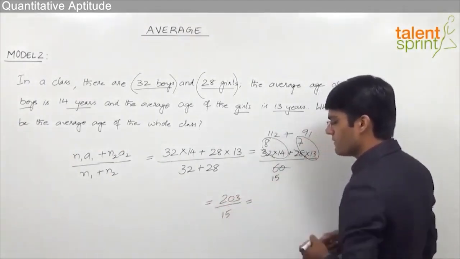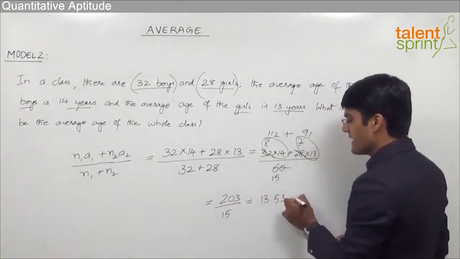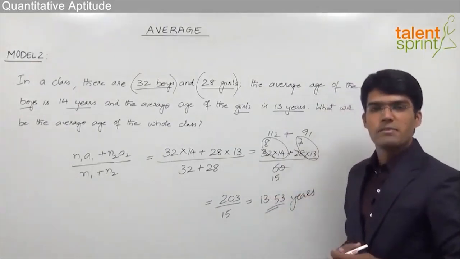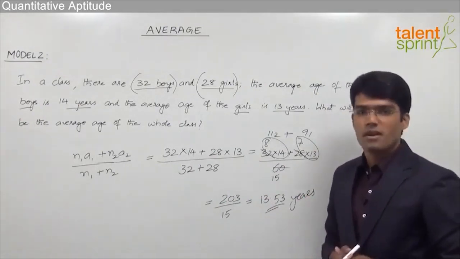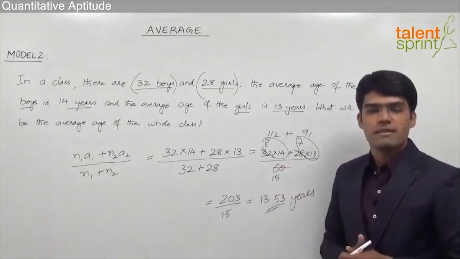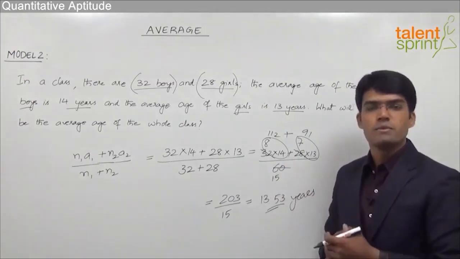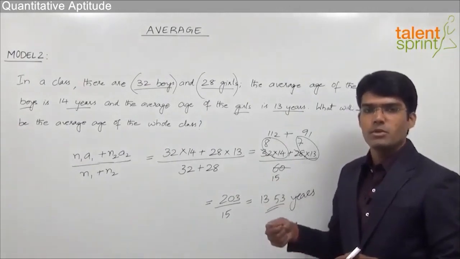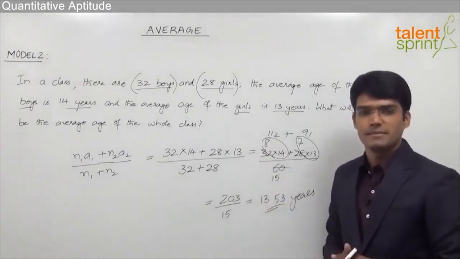So by solving this, we get the answer as 13.53. So we can say that the average age of the whole class will be 13.53 years. So this is how we can use the concept of combined average in solving these type of questions. Remember, there can be sometimes more than 2 groups as well. The concept remains same. N1A1 plus N2A2 plus N3A3 divided by N1 plus N2 plus N3, and so on.